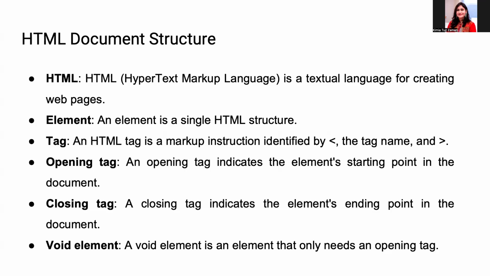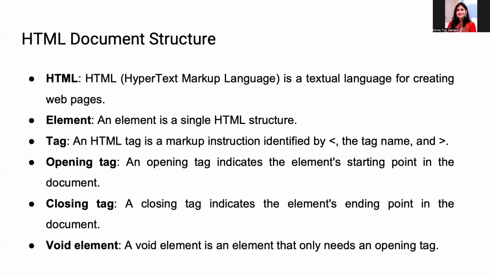So now in HTML, we use something called elements. You can think of an element as one complete building block on a web page. It can be a paragraph or even a button. Each element is made up of tags. Tags are instructions written inside angle brackets, like paragraph or heading. I'm sorry, header. They tell the browser what kind of element it is dealing with.